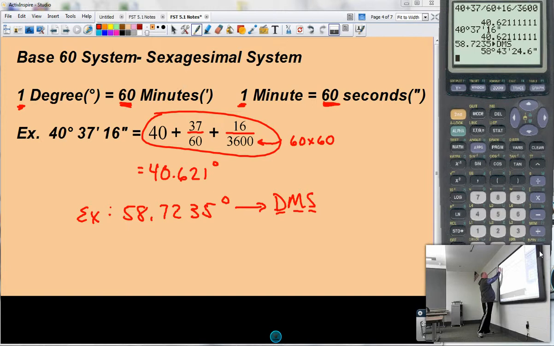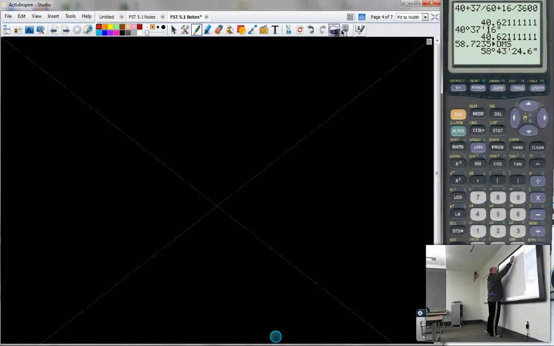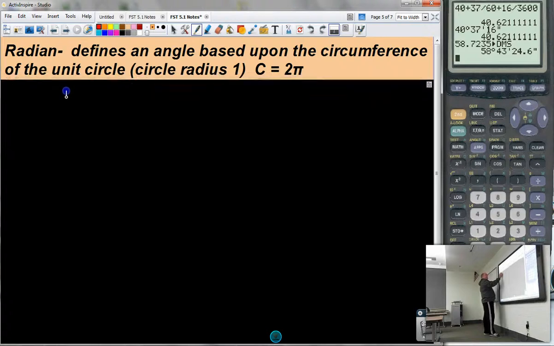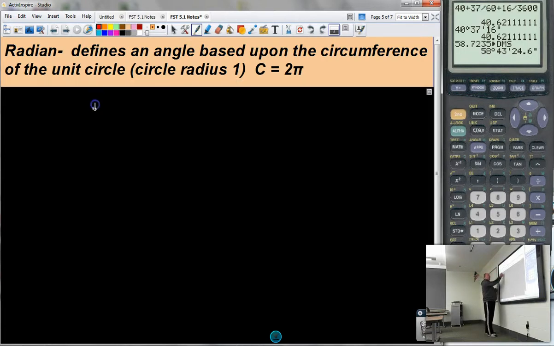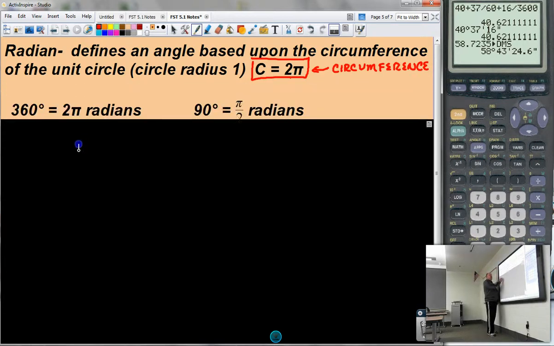Okay. Well, moving on, we still need to talk about radians. And then we're starting to get close to being done. So, a radian defines an angle based upon the circumference of the unit circle. A unit circle is a circle centered at the origin, radius 1. If I have a circle whose radius is 1, the circumference of the circle is 2 pi r, but if my radius is 1, it's just 2 pi, and again, that's my circumference. And so 2 pi represents the distance around the circle.